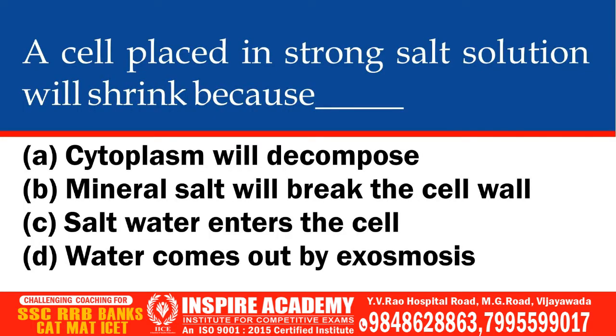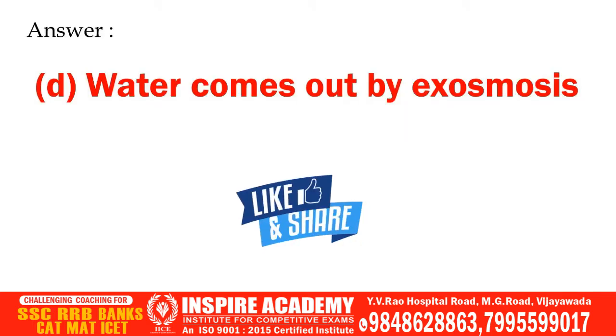A cell placed in strong salt solution will shrink because cytoplasm will decompose, mineral salt will break the cell wall, salt water enters the cell, water comes out by exosmosis. And the correct option is water comes out by exosmosis.